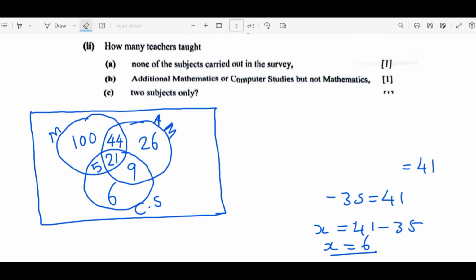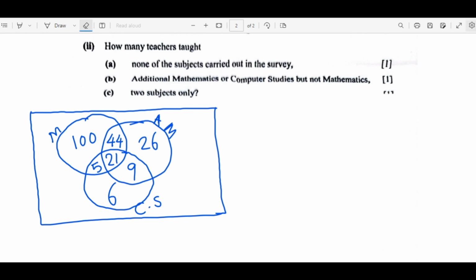Now the remaining part here is we need to find the sum of all the numbers that we've written under the Venn diagram, because we need to check if the sum will correspond with the total number that we are given in the question. So we have 100 plus 44 plus 21 plus 5 plus 9 plus 26 plus 6. So I'm getting 211.